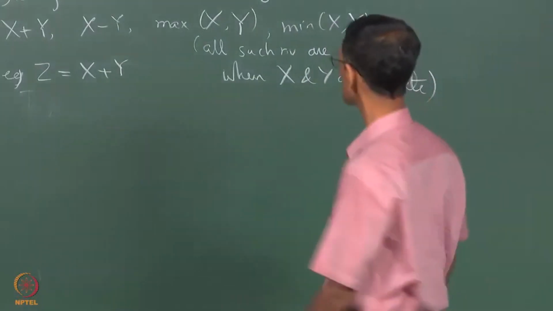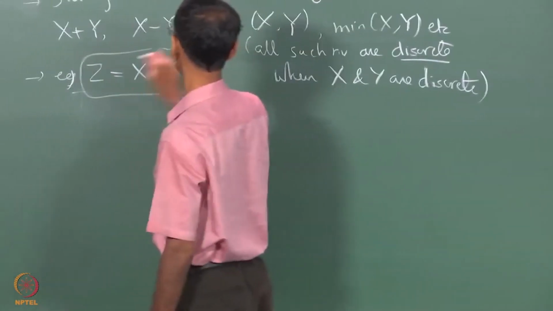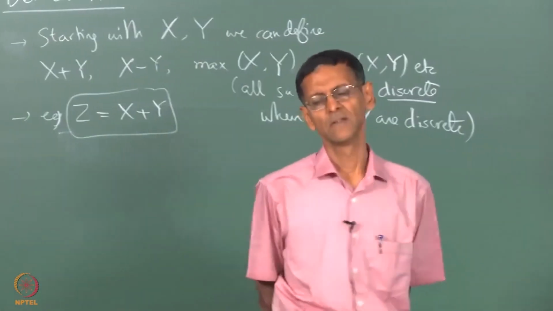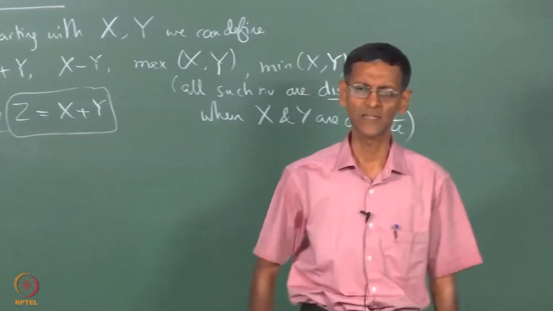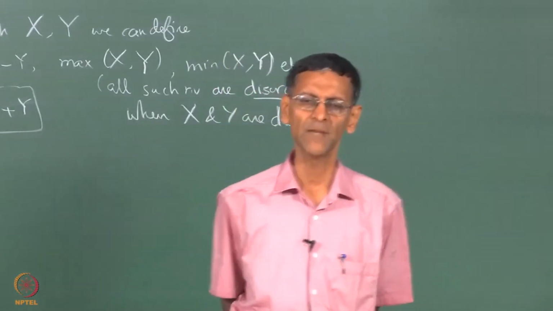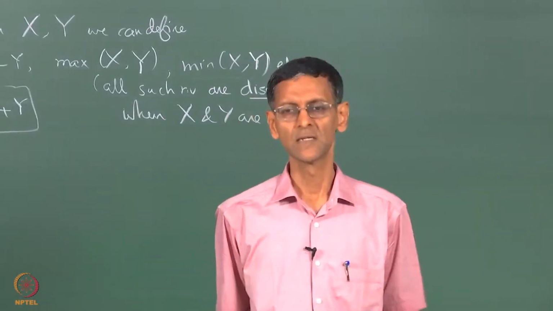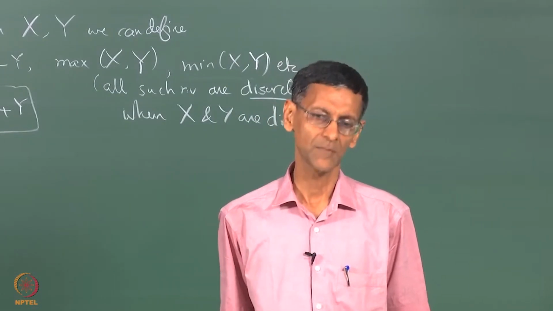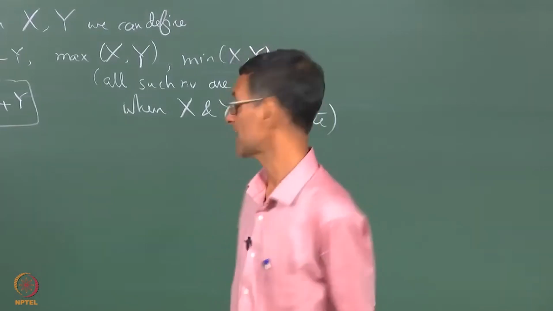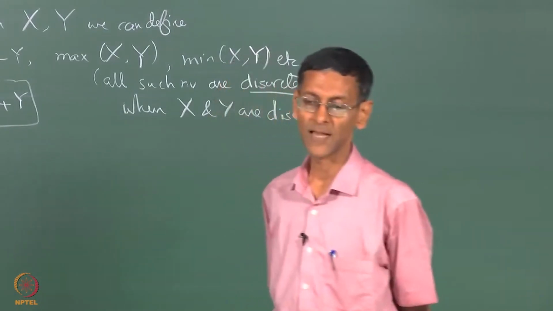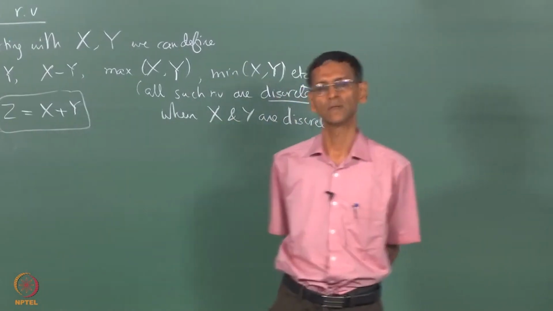Last class we looked at this particular case of x plus y in some detail. But of course, starting with x and y, which are for the time being discrete, you can define any kind of combination which makes sense or which is important in some situation or the other. I have given a few examples up there. X minus y is sometimes as useful as x plus y, or max, min, and so on.